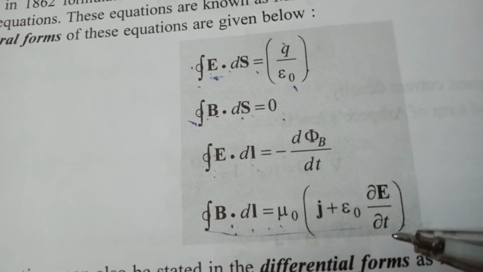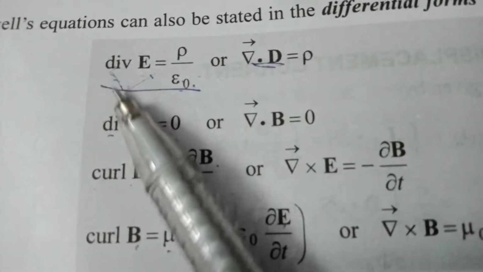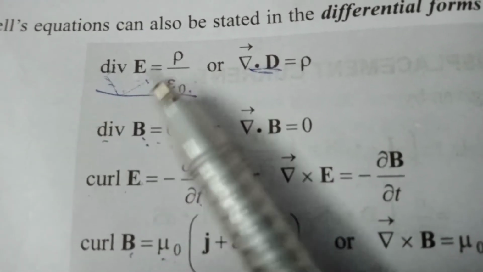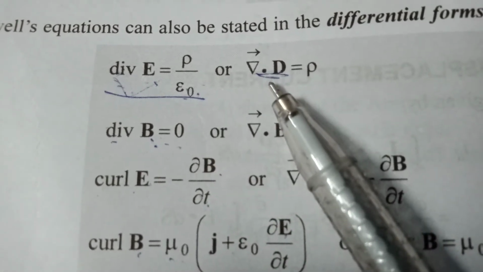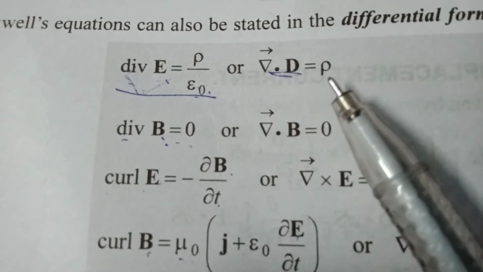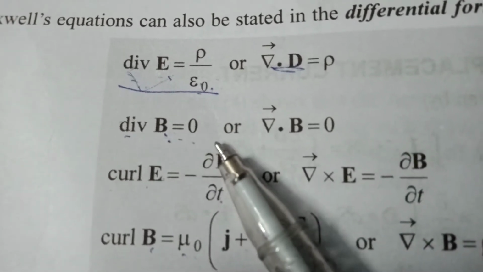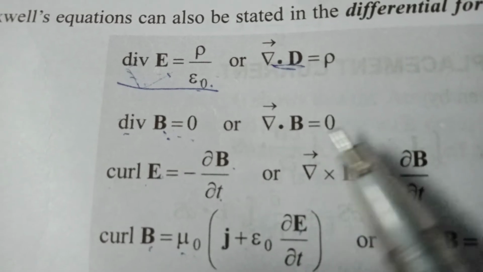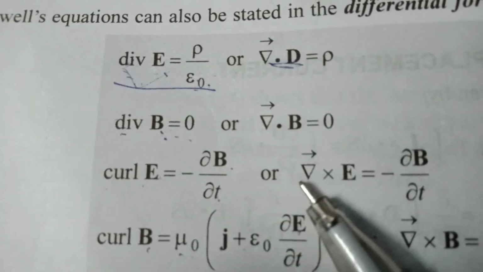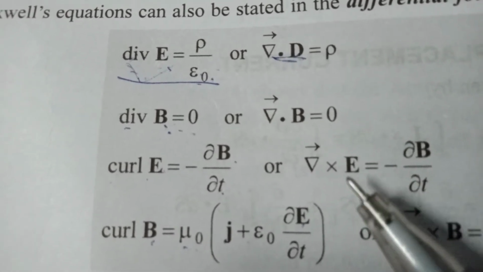Now, the same four laws in differential form are stated in this way. Div D, that is divergence, del dot D is rho. It can be written del dot D equal to rho, where D is electric flux density, rho is charge density. Second law, div B is equal to 0, or del dot B is 0. Third law, curl E is minus dou B by dt, or we know curl is del cross E. Del cross E is minus dou B by dou t, relation between E and B.